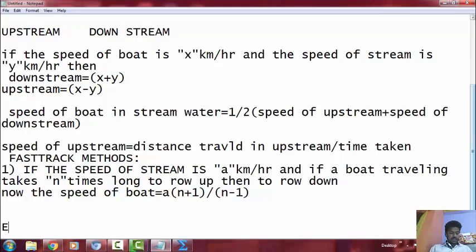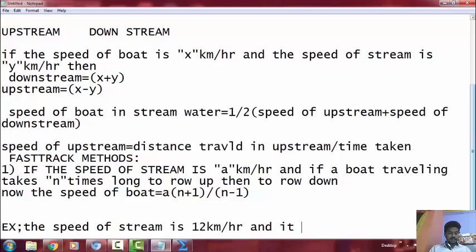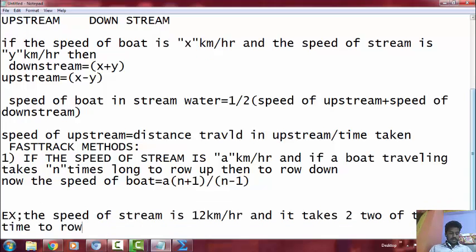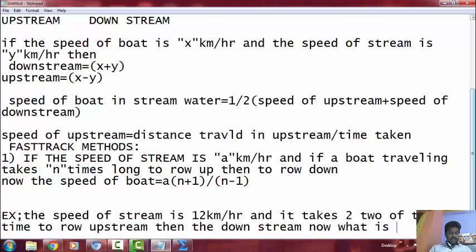Now I will be explaining this with a simple question example. It is given that the speed of the stream is 12 kilometers per hour, and it takes 2 times the time to row upstream than downstream. Now what is the speed of the boat?